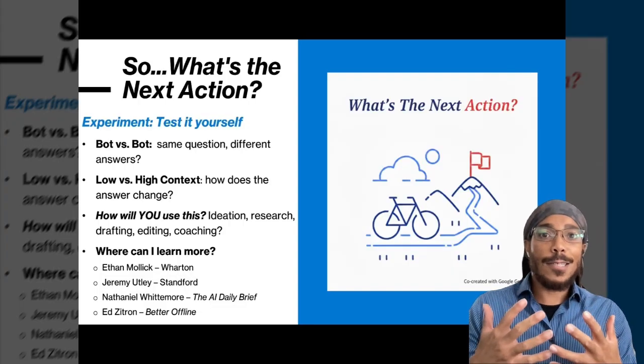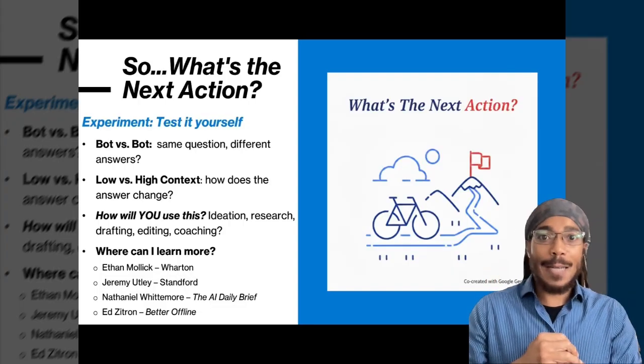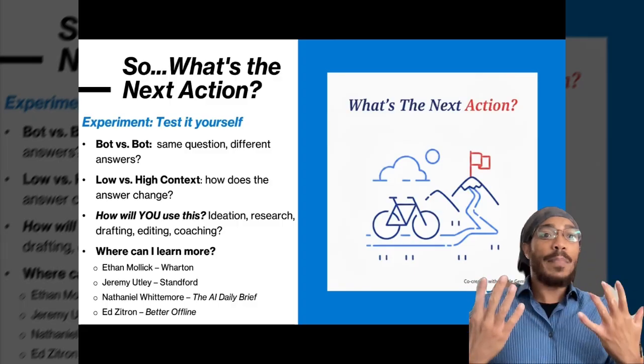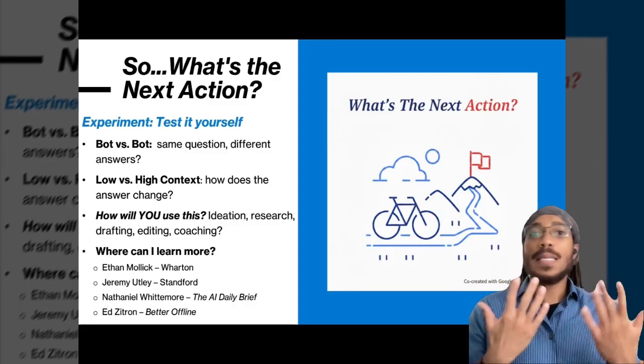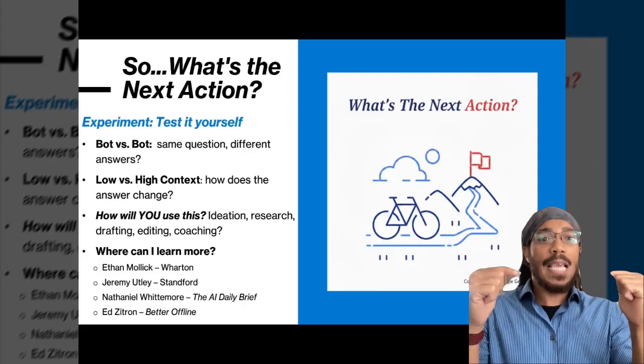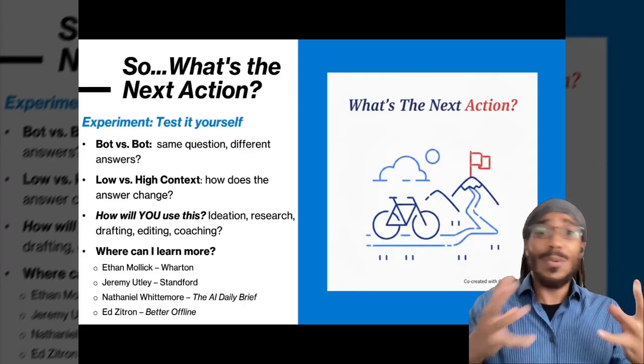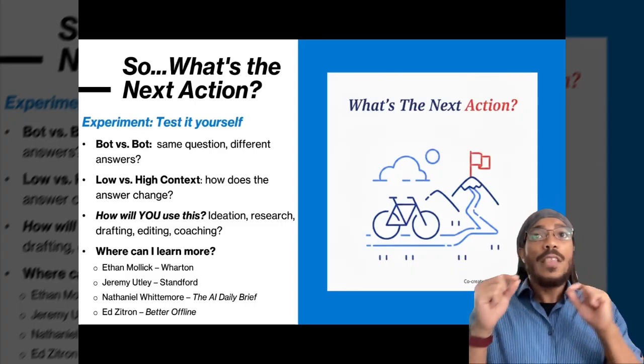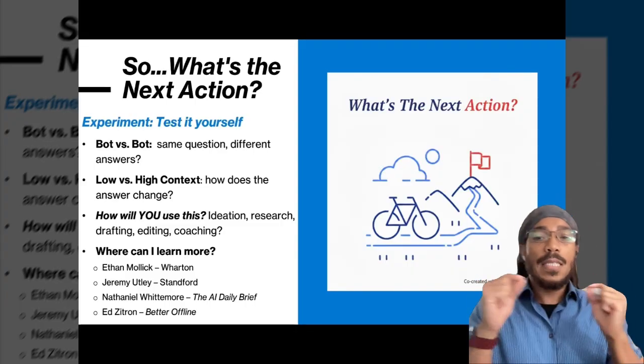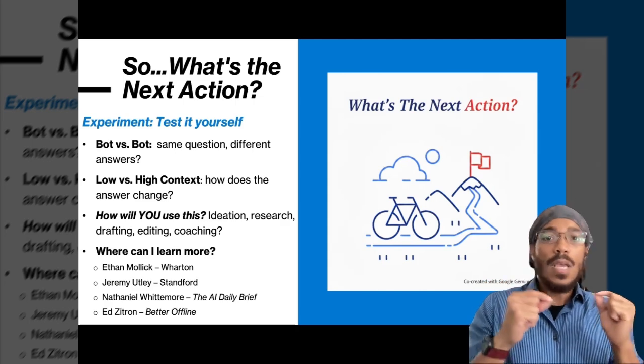Here's a few ideas how to get started. The first one I call bot versus bot. Open up two chatbots in two different windows and put them side by side on your screen and ask them the same simple question and watch them come back with different answers. Yeah, the content will mostly be the same, but you'll see that their word selection is different. You'll see the length of their answers may be different.